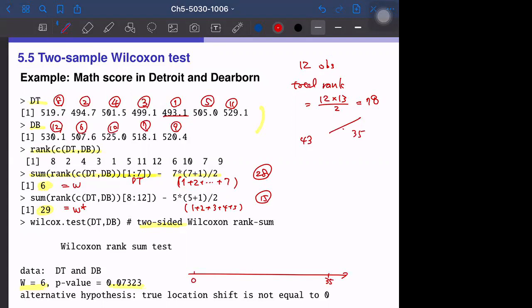And W is equal to 6. So we have some histogram like this. And also the other way around, so we think about 29 to 35. We also have 7 bins. So this total area is the p-value, and that is 0.073. So we do not reject the null hypothesis.